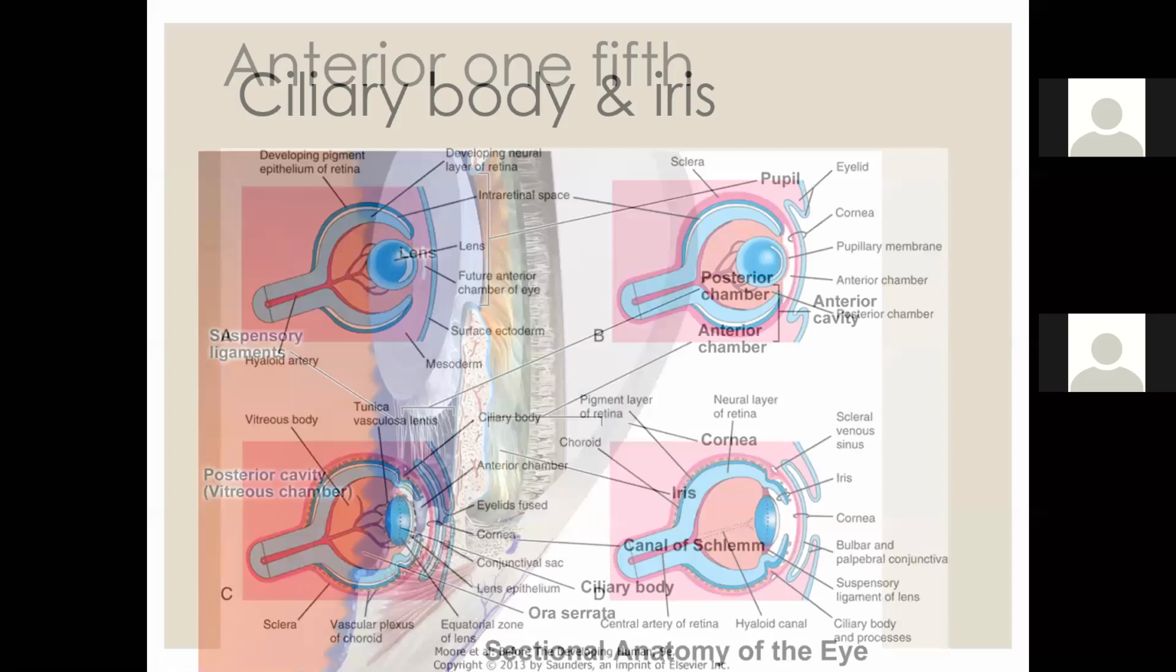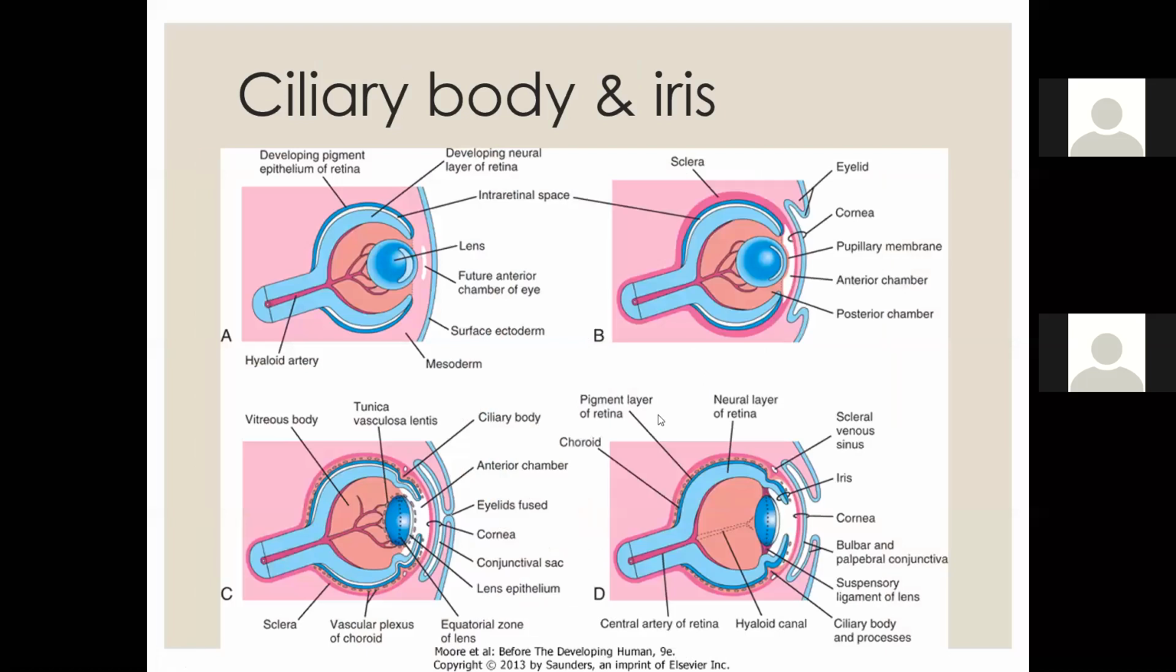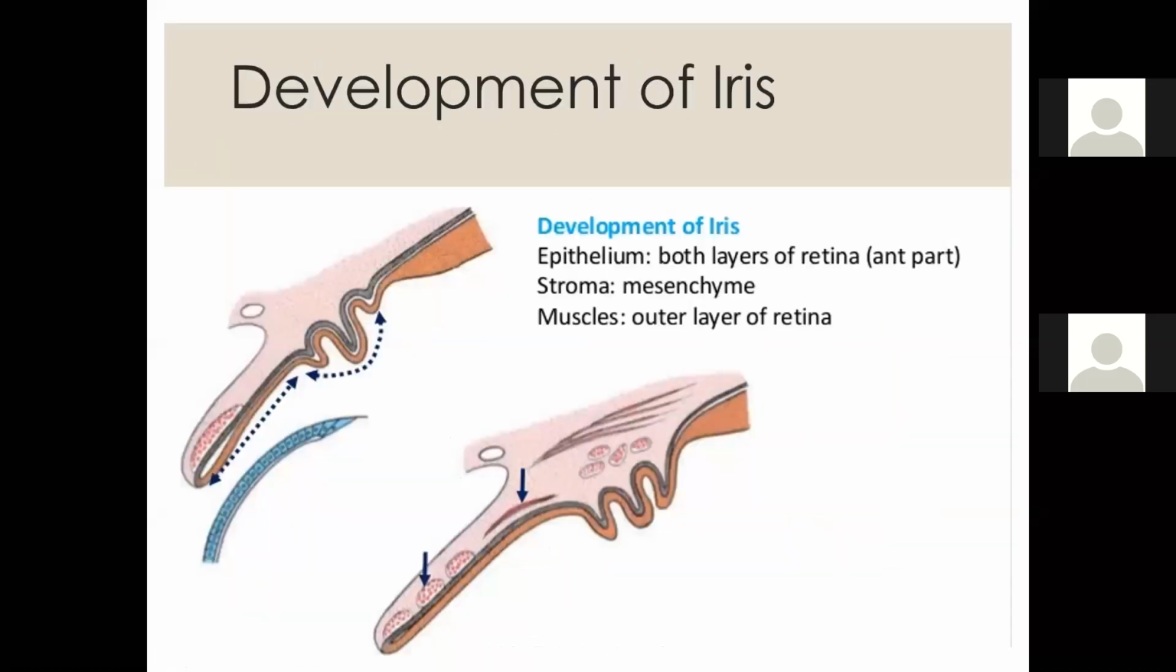The iris, you should know, when it develops, is first like a membrane, a membrane that completely closes the lens. This is known as the irido pupillary membrane.